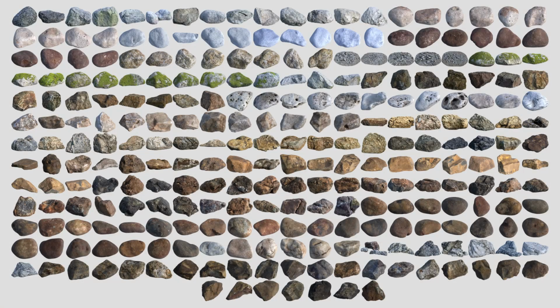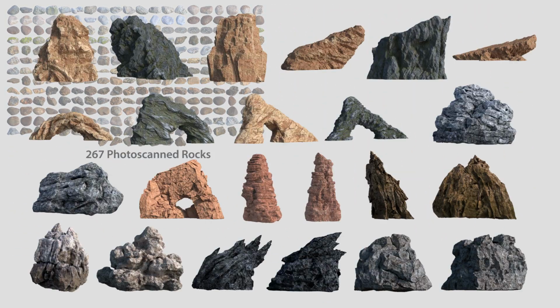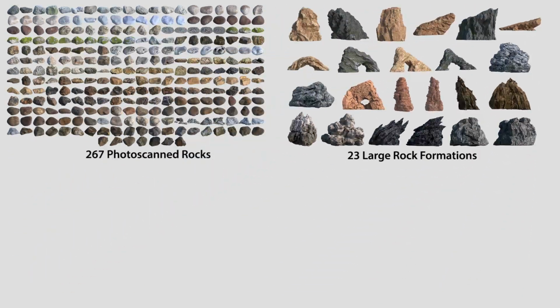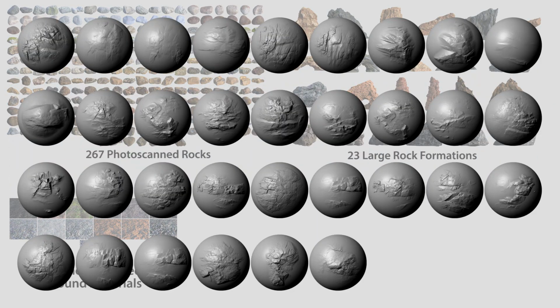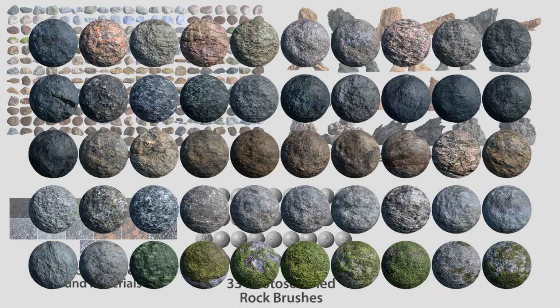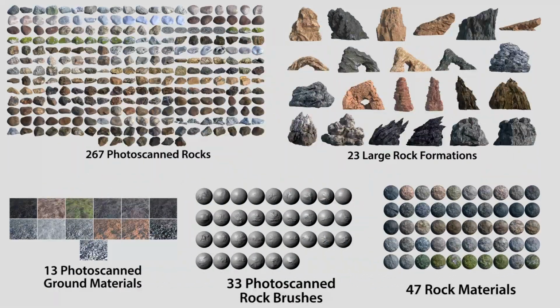So that's the Rock Essentials. To summarize, you get 267 photoscanned rocks, 23 large rock formations, 13 photoscanned ground materials, 33 photoscanned sculpting brushes, and 47 realistic rock materials. Together, they create the most versatile toolset for creating rock-covered environments ever.